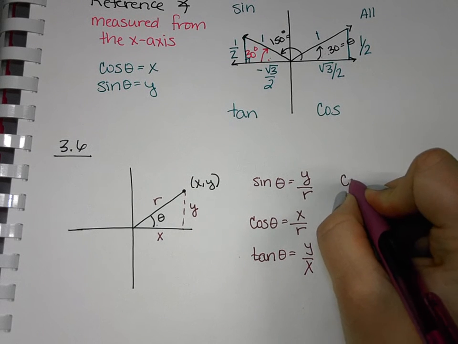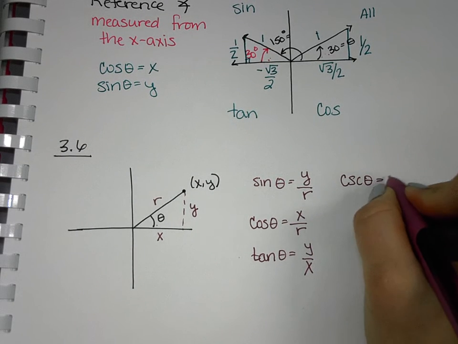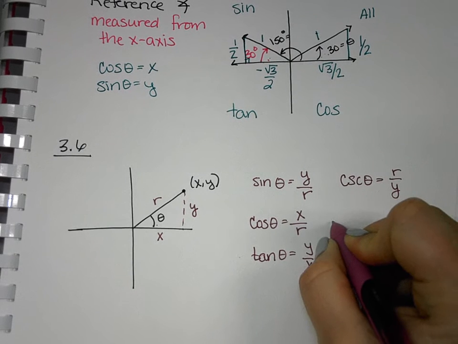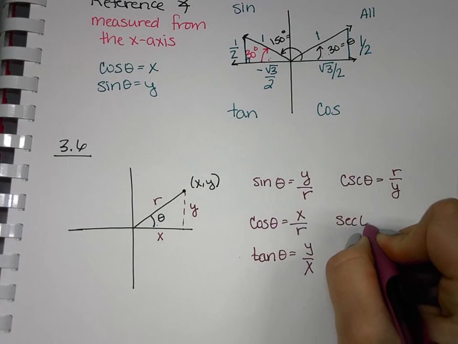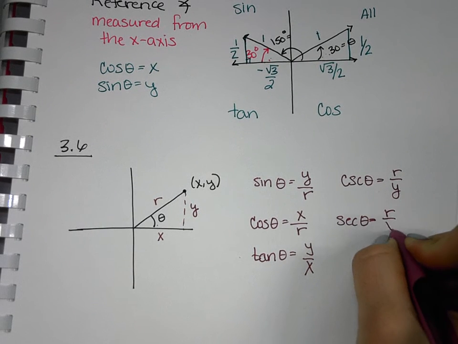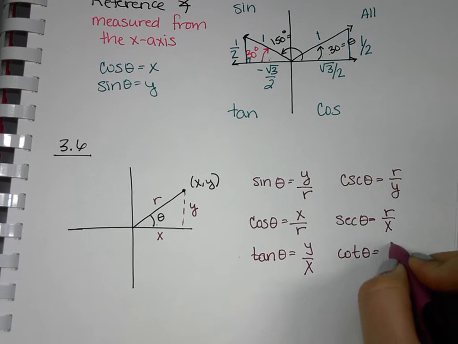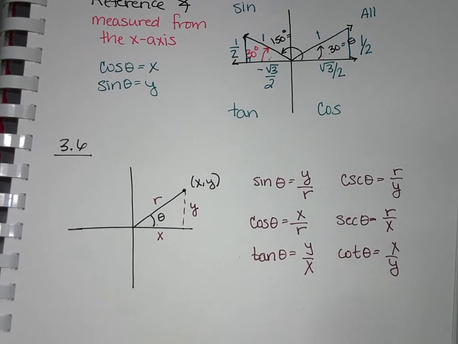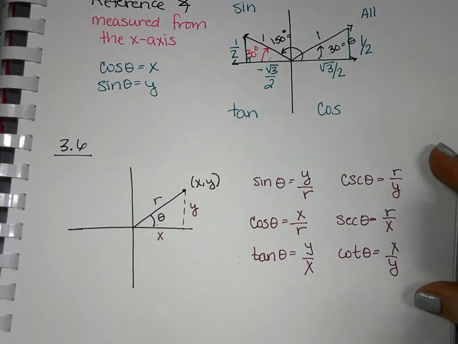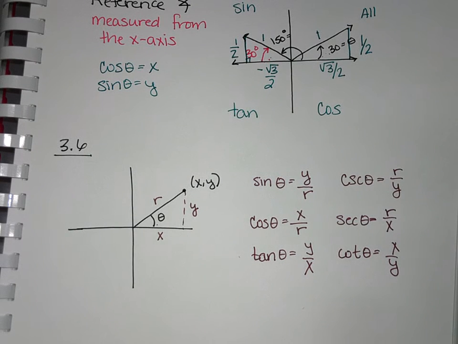So again, we can do the reciprocals as well. So cosecant is r over y. Our secant would be r over x, and our cotangent would be x over y. So again, these are just more for if it's not an exact angle or if we're given an ordered pair, we can think of our trig functions in this way.